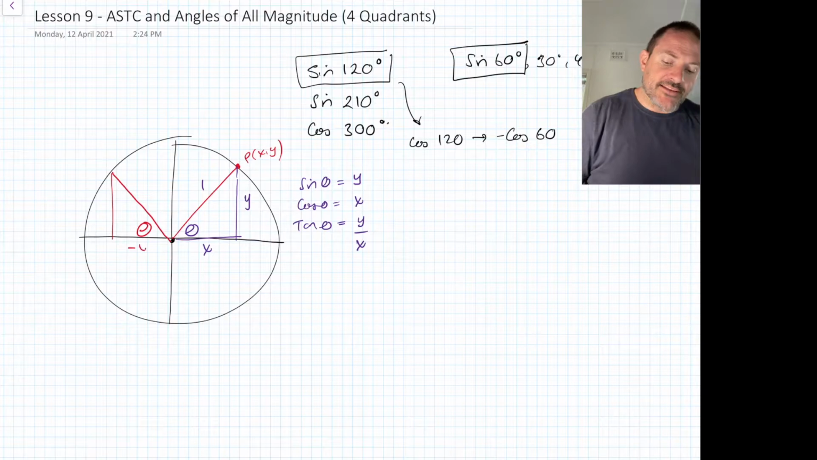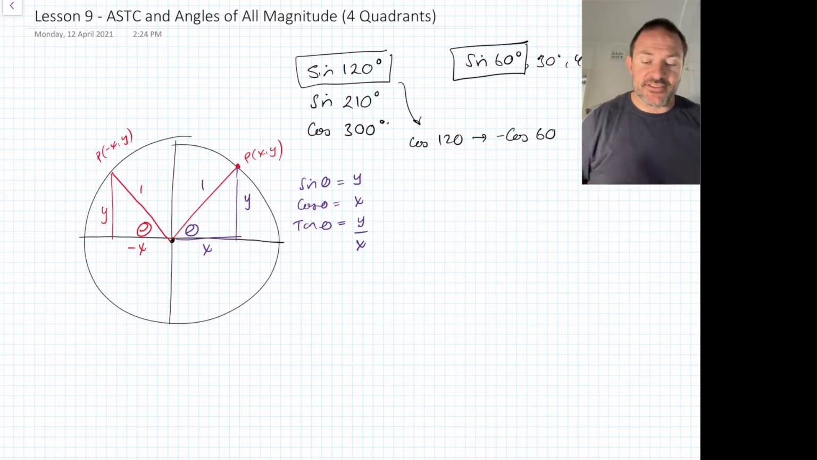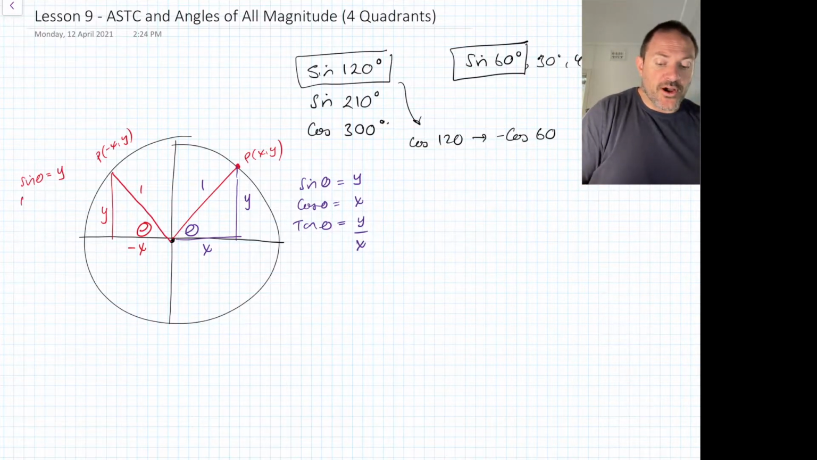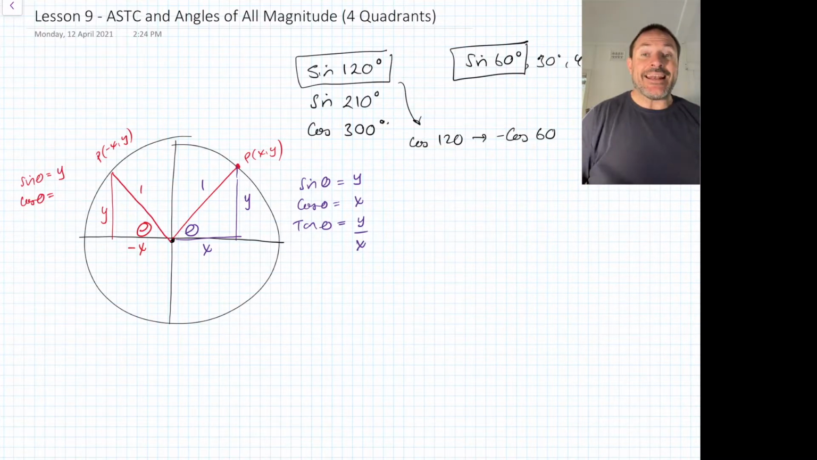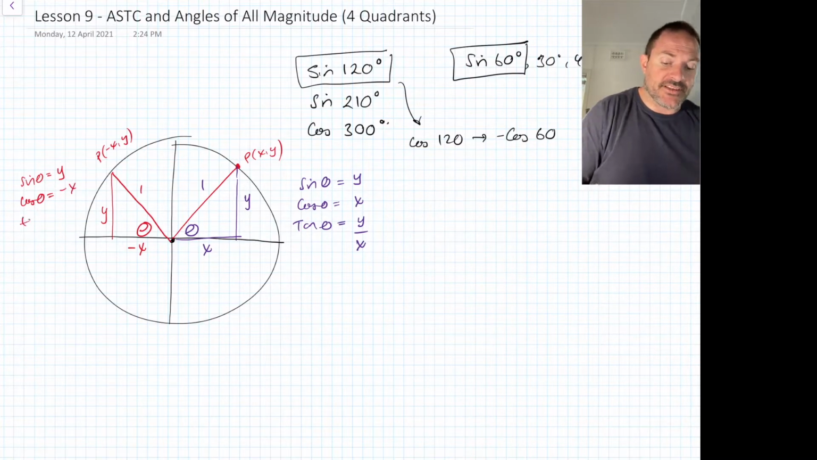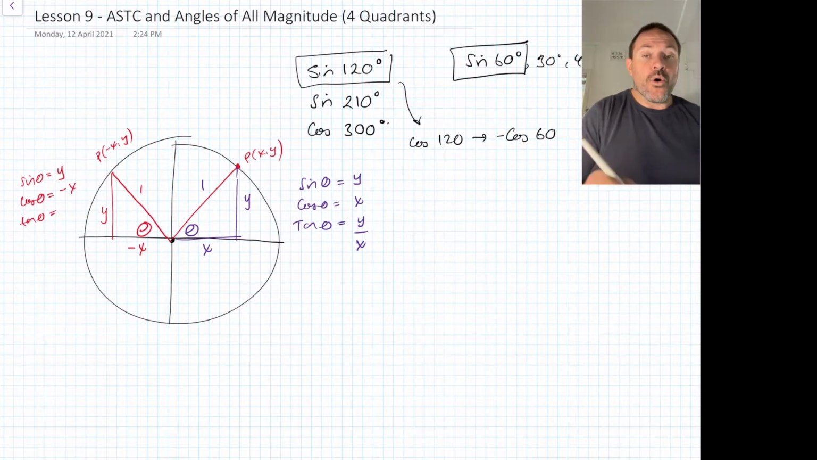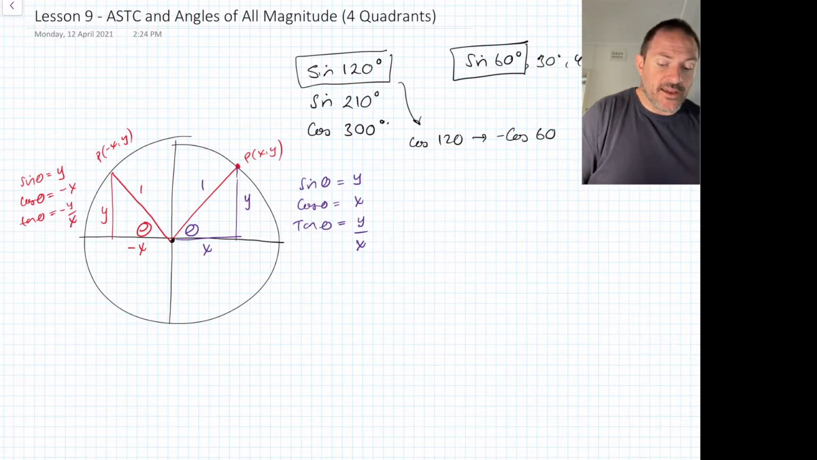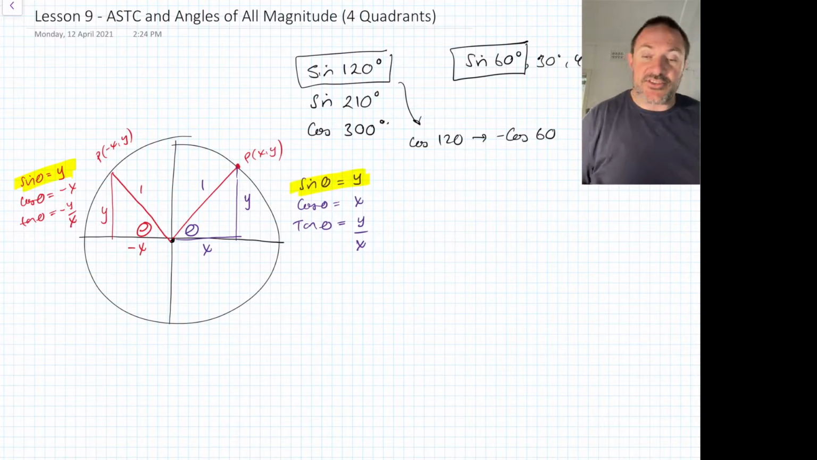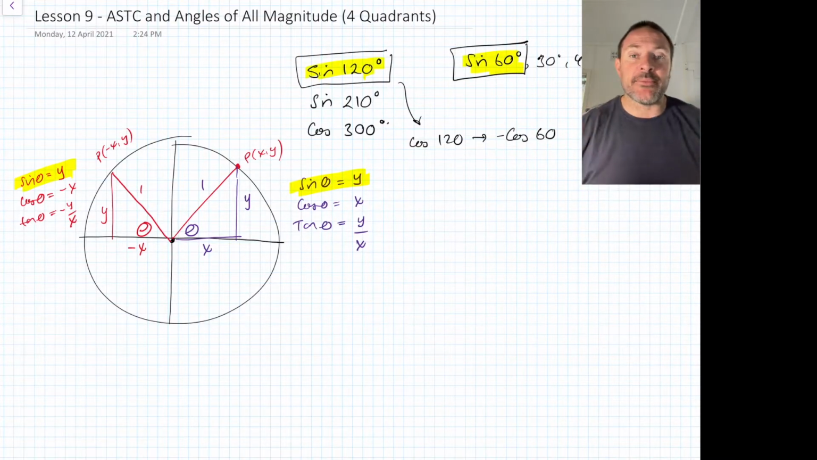We did the same thing, except now we had negative x and positive y. This is the point negative x comma y, and we did exactly the same setting. We said sine theta equaled y over 1, which is just y. We said that cos theta equals negative x over 1, which is negative x, and that tan theta was y over negative x, which is negative y over x. That's when we recognized, hey, sine theta and sine theta are the same in both quadrants. So that comes back to sine 120 and sine 60 having the exact same value.